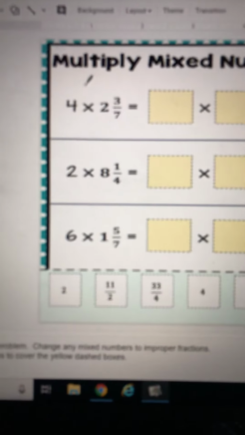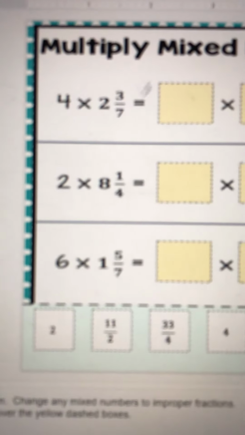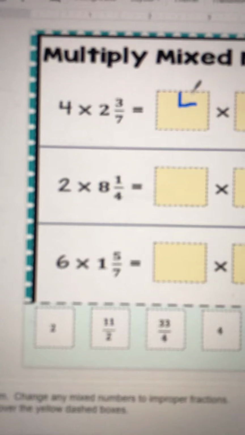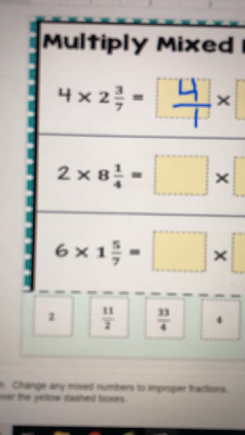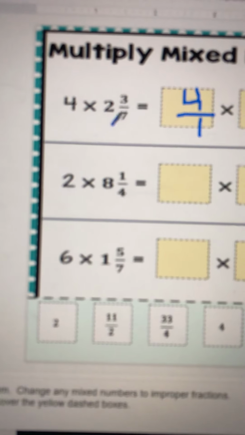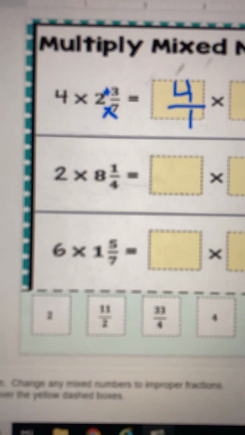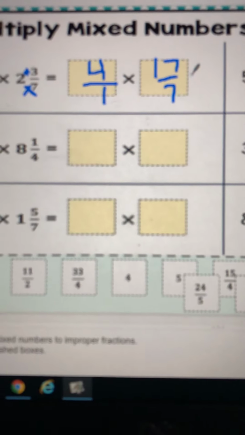When you see this, do not start multiplying. Excuse me, y'all, trying to figure out how to zoom in for you. Turn this mixed number into a whole number. So we're going to say 4. I have to turn that into a fraction. What goes on the bottom? 1 is correct. 4 out of 1. Okay, so I know I'm going to have 7 because 7's my denominator. So 2 times 7 is 14. 14 plus 3 is 17. So therefore, we're going to multiply 4 out of 1 times 17 out of 7.